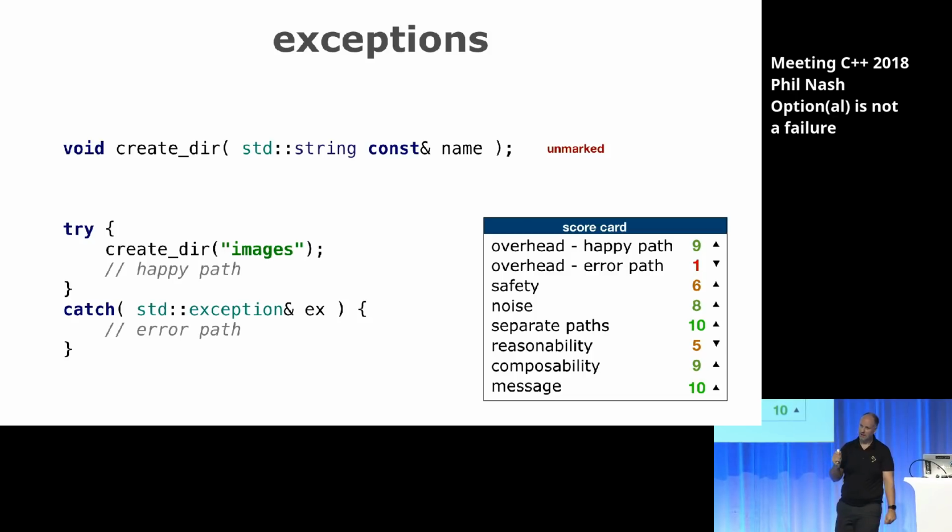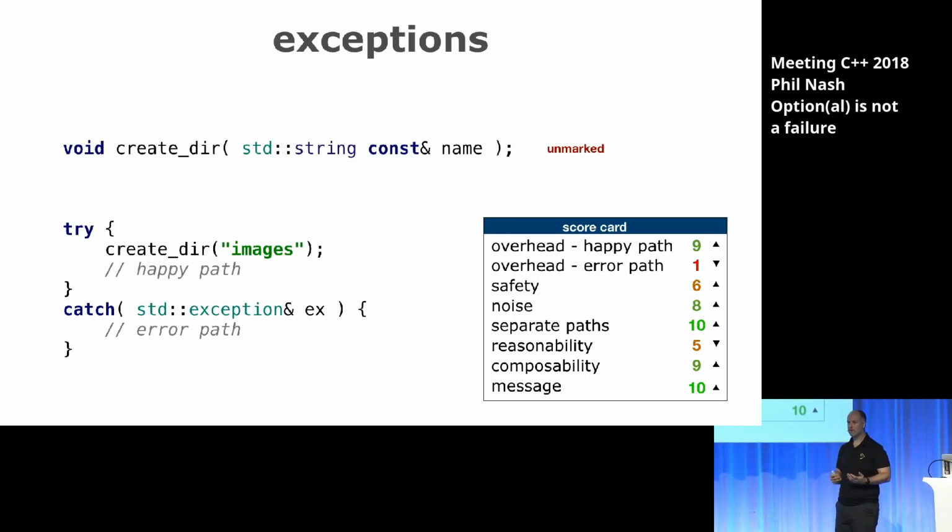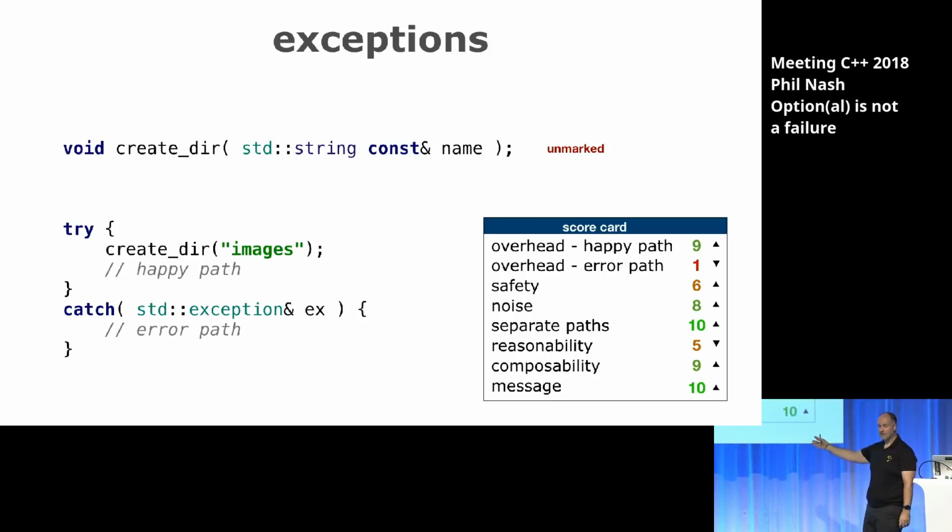Reasonability is okay, but because we've got unmarked propagation, that takes a hit. Maybe 5 is even overstating it. Composability, though, is pretty good, because now there's nothing blocking the error channel. Functions can compose as much as they want, and the error handling itself composes as well. As I say, we can propagate exceptions across functions. We can catch them wherever we feel appropriate, and we can convert errors of one type to another. That's fine. And of course, message gets a perfect score, because we can put anything we like in there.